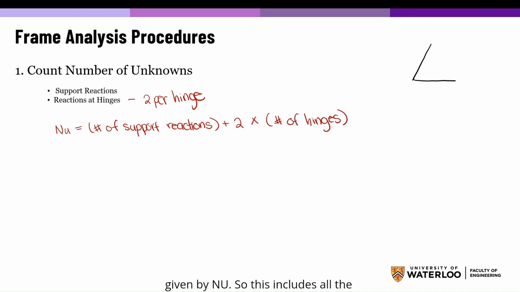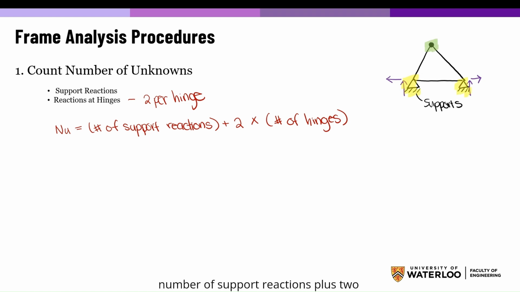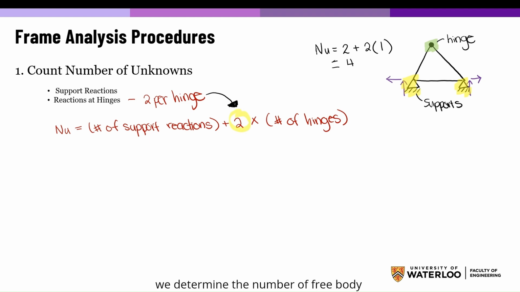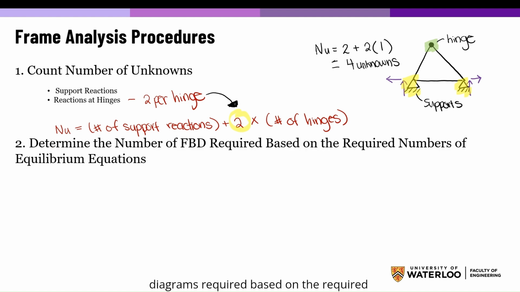So this includes all the support reactions and the forces at the hinges. So the equation to solve this is the number of unknowns is equal to the number of support reactions plus 2 times the number of hinges. Next, we determine the number of free body diagrams required based on the required number of equilibrium equations.